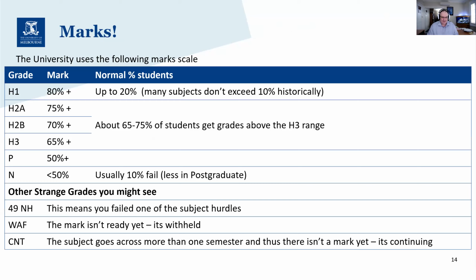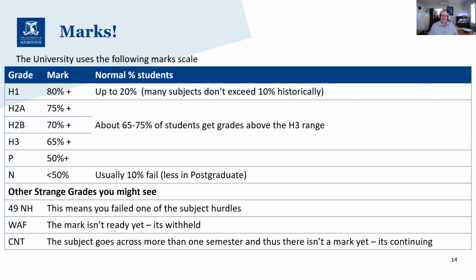The marks that you get given at the university, you get given a grade and a mark. The H1 grade is Honours 1, which is 80% and up. Around about 10 to 20% of students would get that mark. Then you've got the H2A grade and the H2B grade, which are 75 and 70 respectively, and then an H3 grade. So they're all honours grades. Approximately 65 to 75% of the students will get a grade above a pass, which is an H3 or above. Then you've got the pass grade, and then you've got the fail grade.